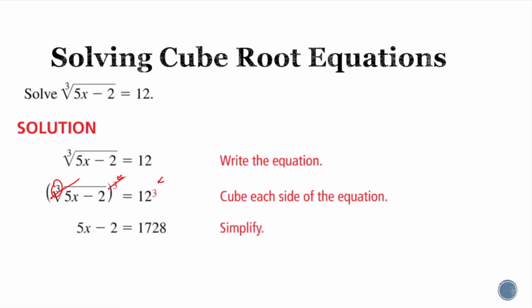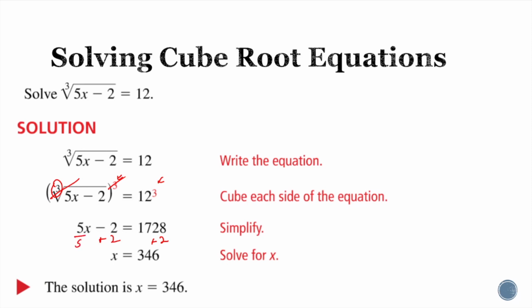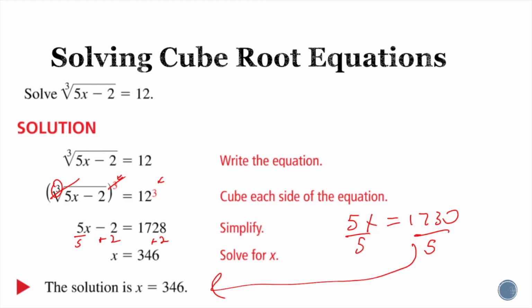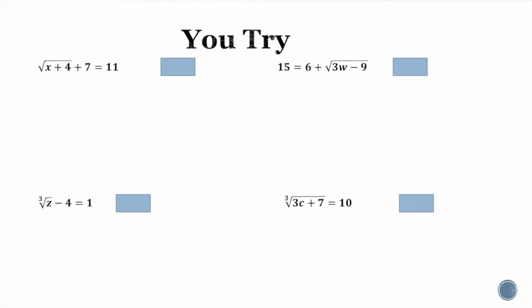I get 5x minus 2 is equal to 1,728. Adding 2 on both sides, then dividing by this 5, you will get x is equal to 346. So again, just to make it clear, after I add 2 on both sides, you will see you get 5x is equal to 1,730, divided by 5, and you will get x is equal to 346. Told you it would have been easy. Now, I'd like you to take a try.